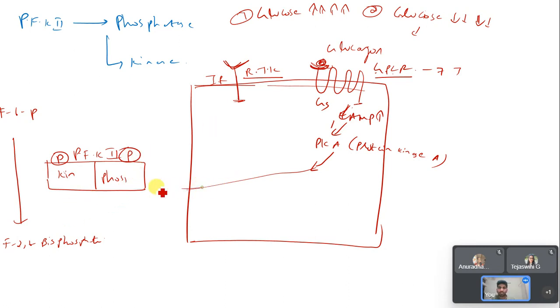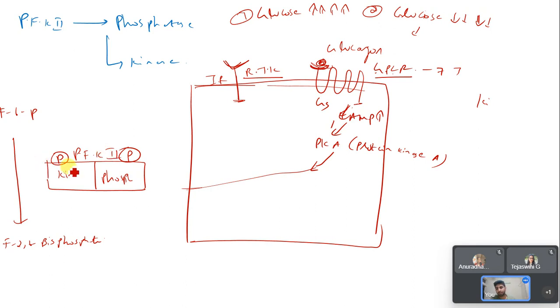Once this gets phosphorylated, this phosphatase domain will get activated. So now you know that, right? Like most of the enzymes, not in all the cases, when they get phosphorylated they get active, but in some cases this phosphorylation leads to deactivation of that enzyme.